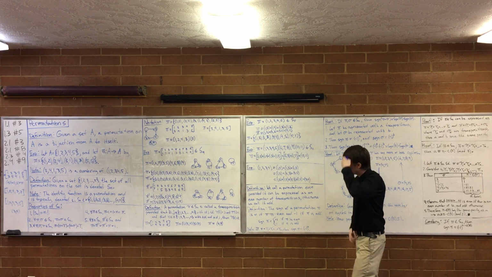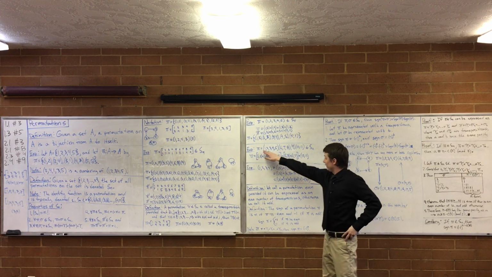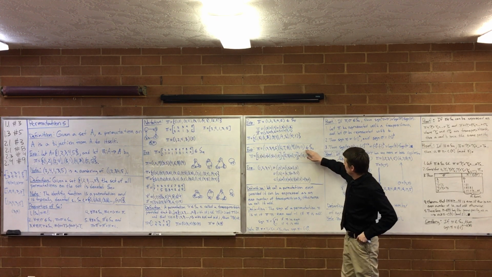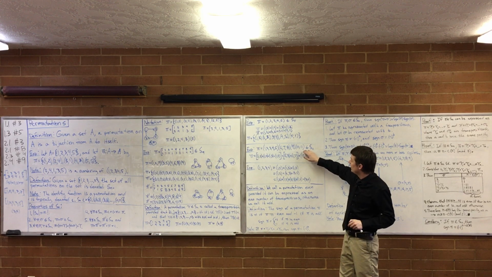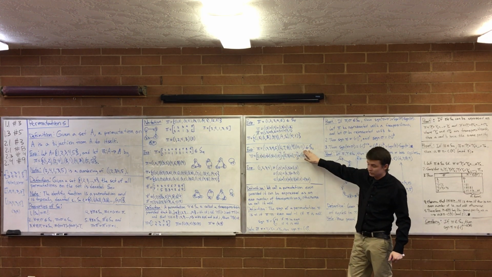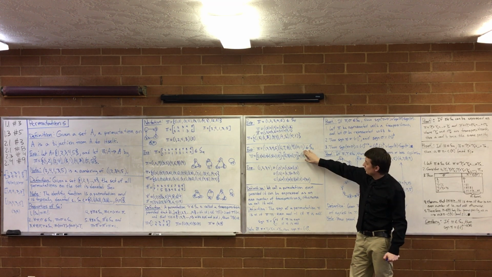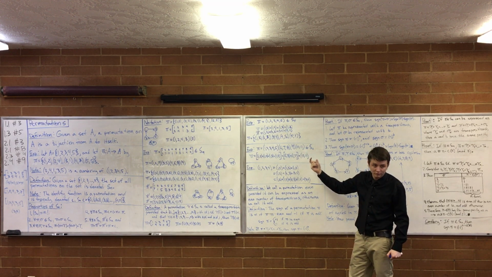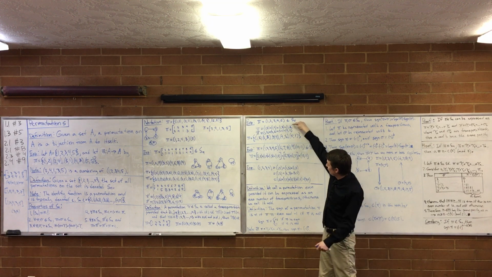Let's look at another example. So let's say that pi is this big old permutation represented in cyclic form. Now let's break it up into transpositions. And we're going to follow the pattern that we used up here.